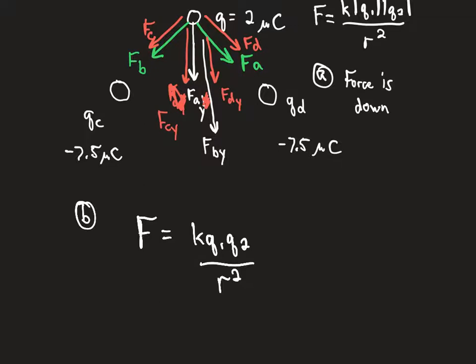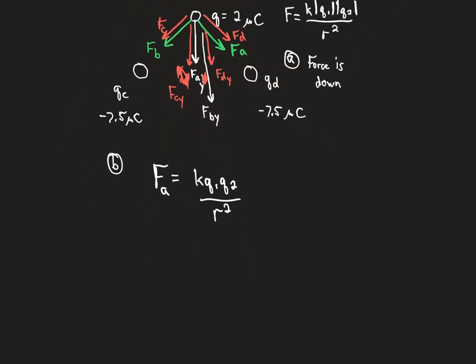I can pick any of them. Which one do you want to calculate? FA, FD, FC, FB. Which one? FA? Does it matter? No. FA. So I'm going to calculate what FA is. Let's draw that down here. There's my charge Q. There's my FA going like this.